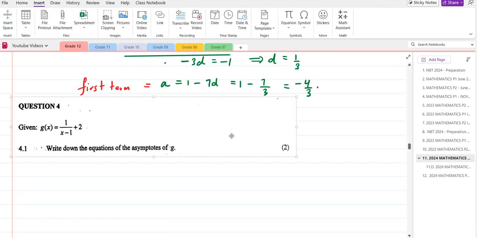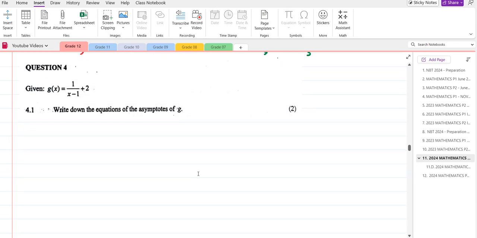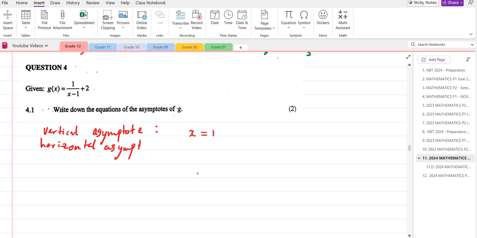Next question is on functions. We have the hyperbola function. Write down the equation of the asymptotes. The vertical asymptote is x equals 1. It's always when the denominator is 0. For the vertical asymptote, you have to make the denominator equal to 0, so x is equal to 1. And the horizontal asymptote is y is equal to 2.